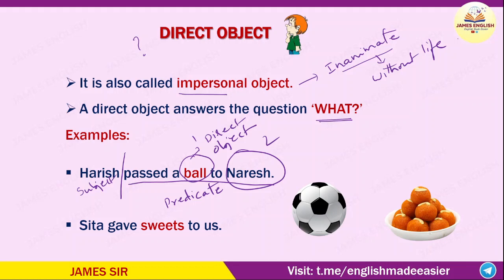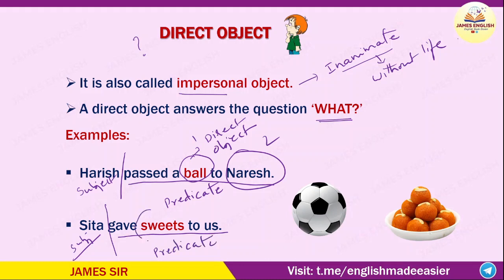Okay, let's continue with the second example. Sita gave sweets to us. Can you please tell me what is the subject here? Okay, the subject is Sita. Okay, what is the predicate? Gave sweets to us is called the predicate. Then, are there any objects here?